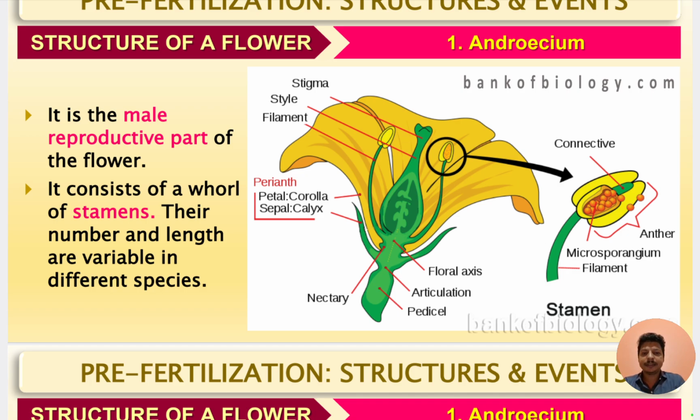See the diagram. Here you can see in a typical flower: stigma, style, filament, perianth, means petals and sepals, both are called perianth. Nectary, pedicel, articulation, floral axis. And in the stamen you can see anther, microsporangium, and filament.